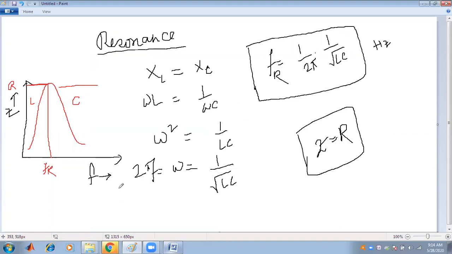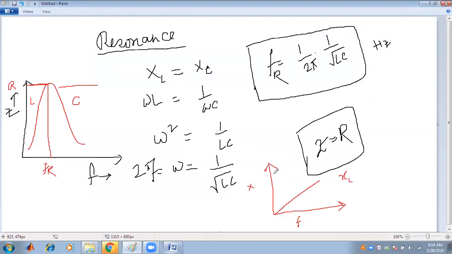So we know how we can draw it. We know that XL, what is the relation between the X value and the frequency? Let XL equal 2 pi FL. So it is a straight line passing through the origin. That is the XL graph.